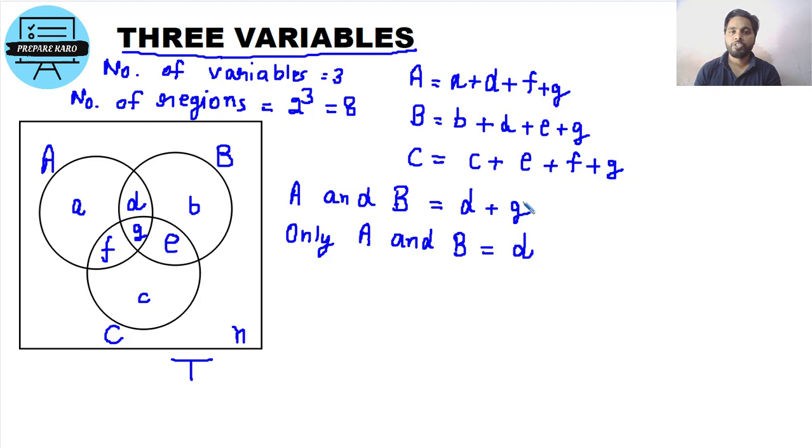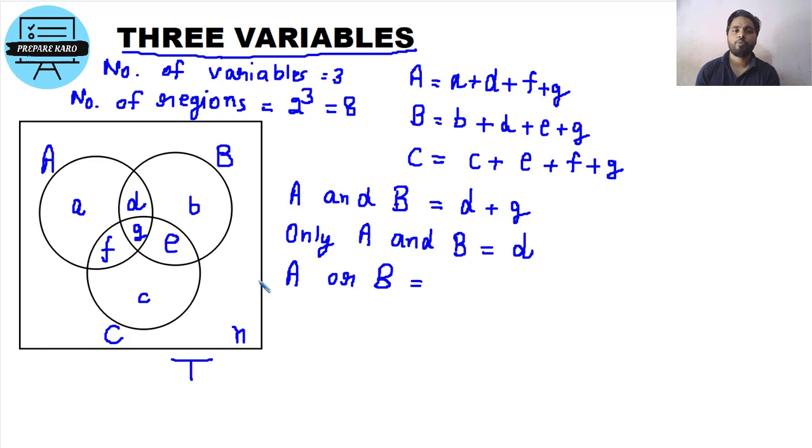Because G includes variable C also, but we have to stick to only A and B. That means we have to exclude G this time. Alright. So only A and B means small. If I ask you A or B, "or" means, right?